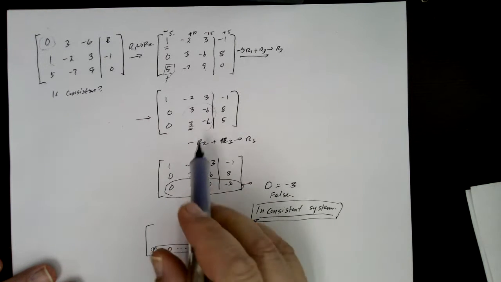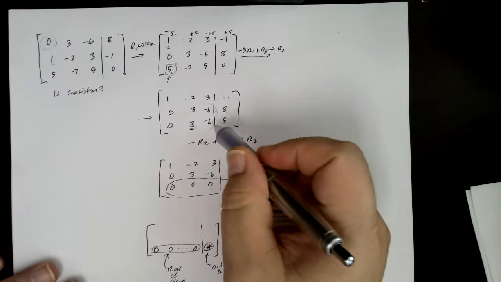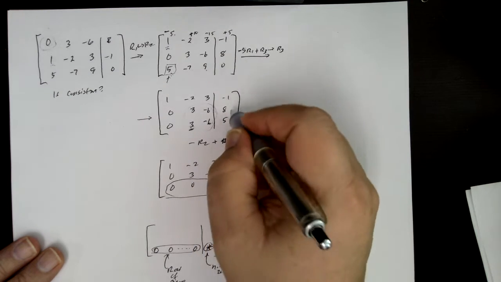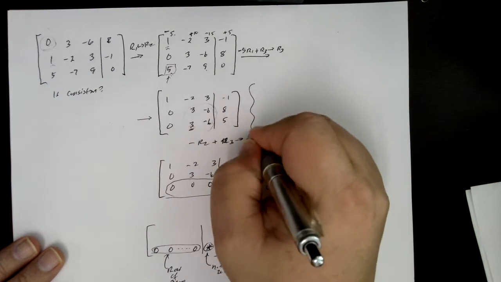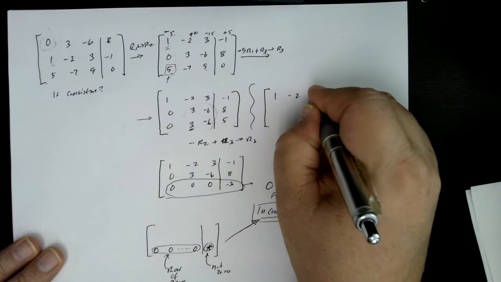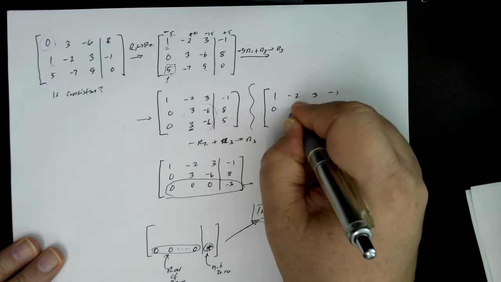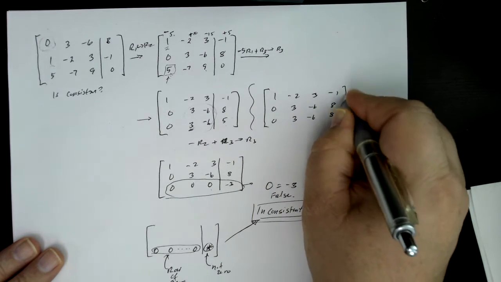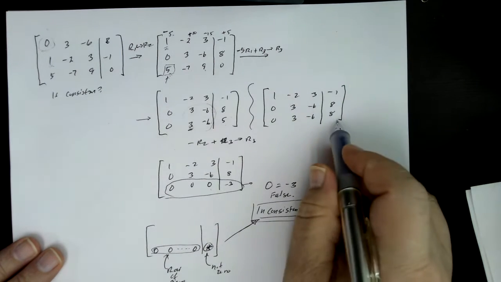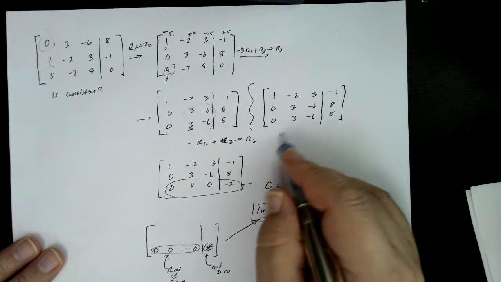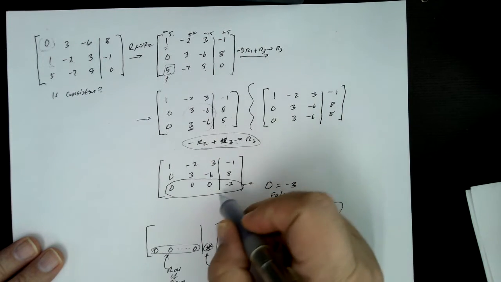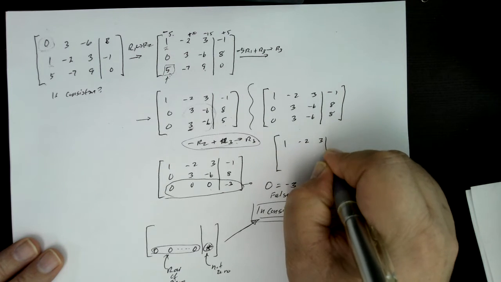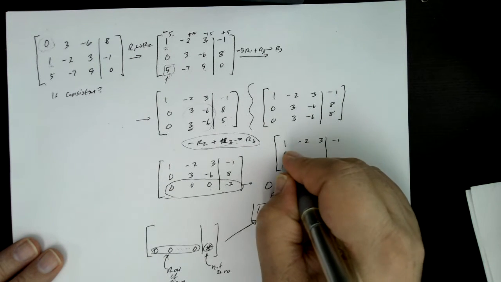Now, what if this had changed just slightly, so that instead of 3, minus 6, 5, what happens if this had been, let me rewrite it over here: 1, minus 2, 3, minus 1; 0, 3, minus 6, 8; and 0, 3, minus 6, 8. So if we had had this system, then when we do this row operation, we just get a row of all zeros. And is there any problem with that? There really isn't.